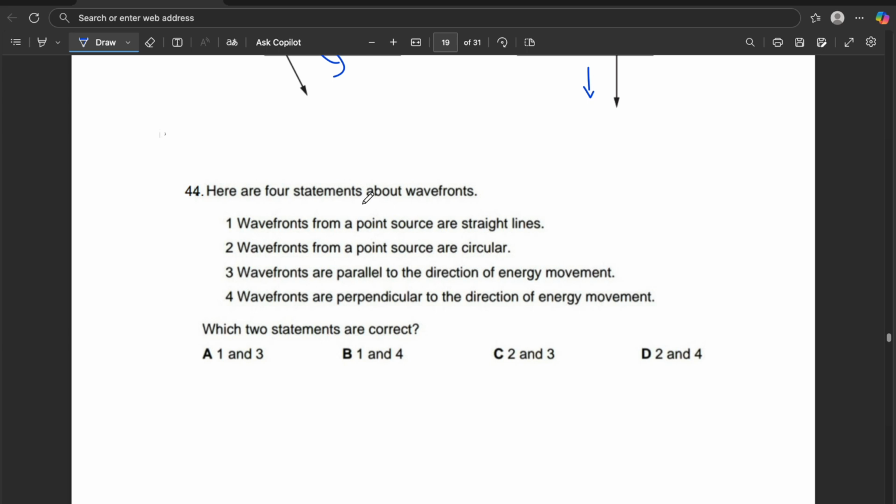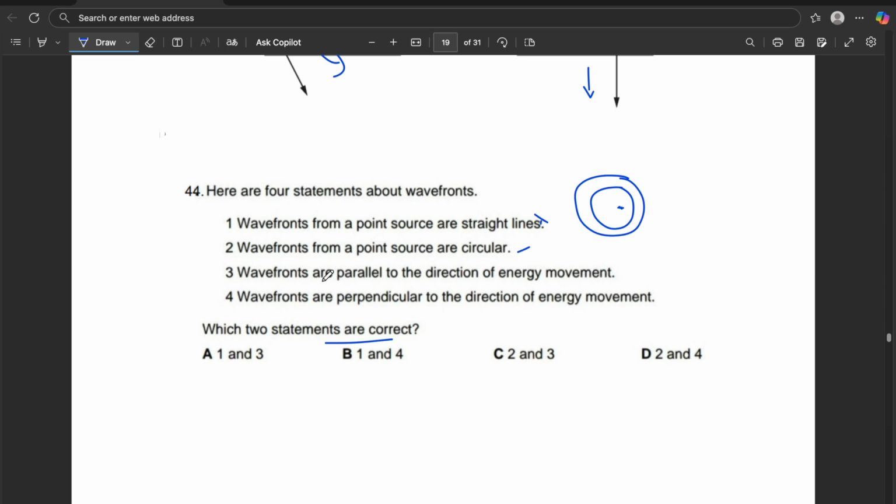Here are 4 statements about wavefronts. Okay, so they're asking about correct statements. Wavefronts from a point source are straight lines. This is not true because it's from a point source. You can imagine dropping something in the water, like a small rock. You would see that the wavefronts will not be straight. They will be kind of circular waves like this. So yeah, wavefronts from a point source are circular.